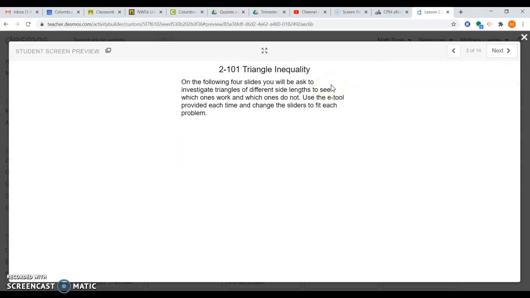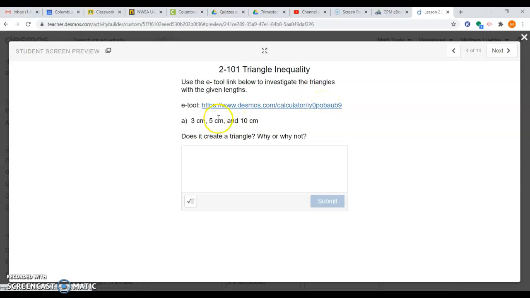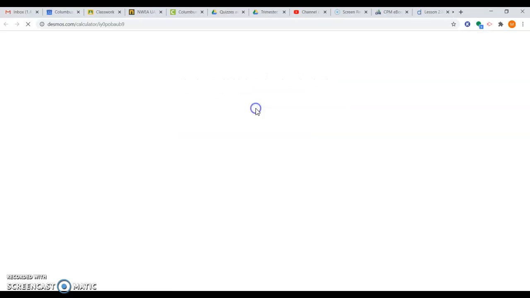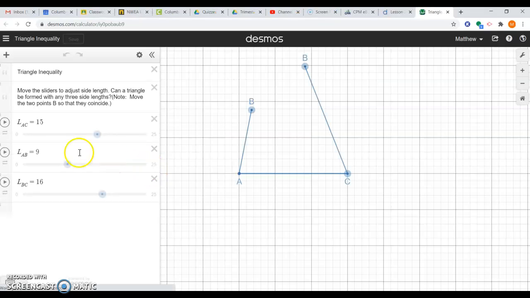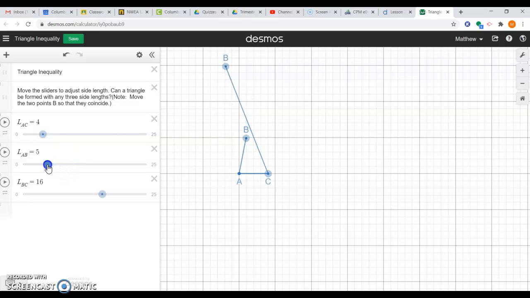Here it's just introducing what the next 4 slides are going to be and pretty much saying use the E tool, and then we're going to reflect each time and think deeply about why this one is working or why this one is not working. What we mean by working and not working is they're going to give you 3 side lengths, 3, 5, and 10, and you're going to use the E tool and plug those in. So click on the E tool, change this to 3, change this to 5, and change this one to 10, and see if you can form a triangle by moving B and B, because you want to make that onto one point B.